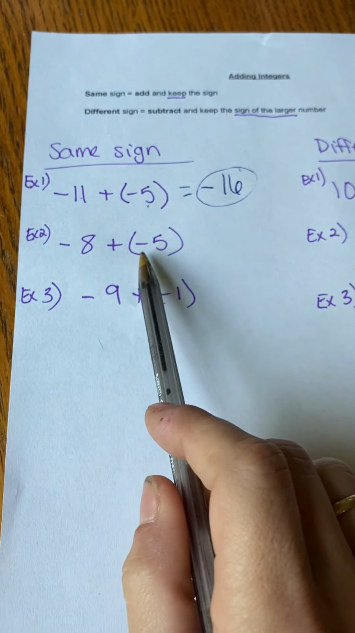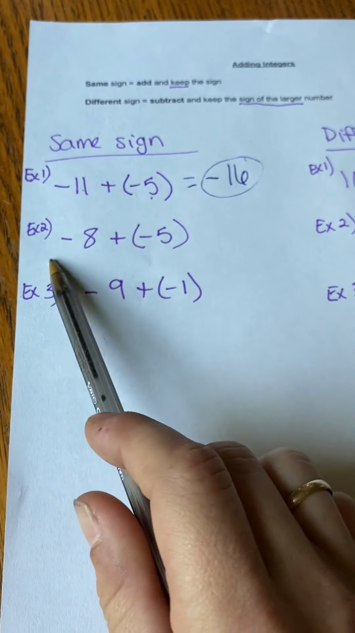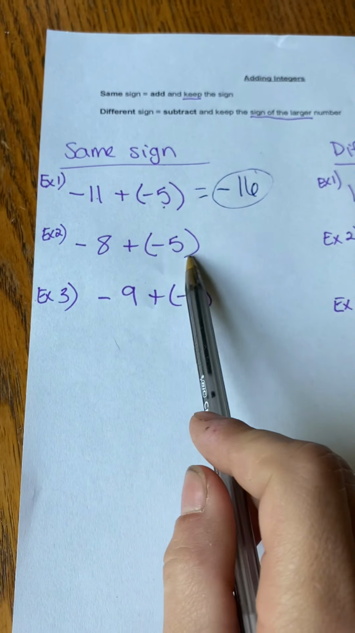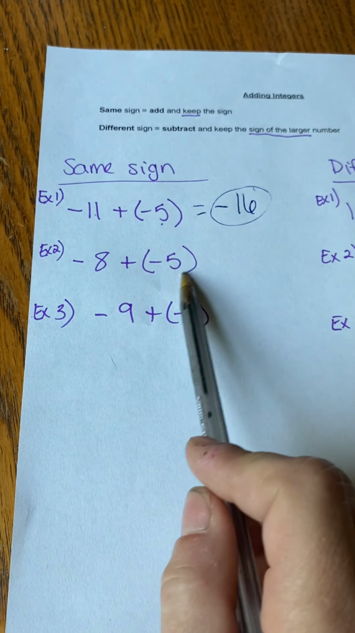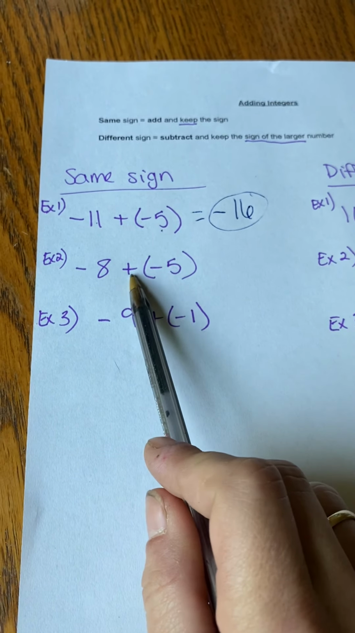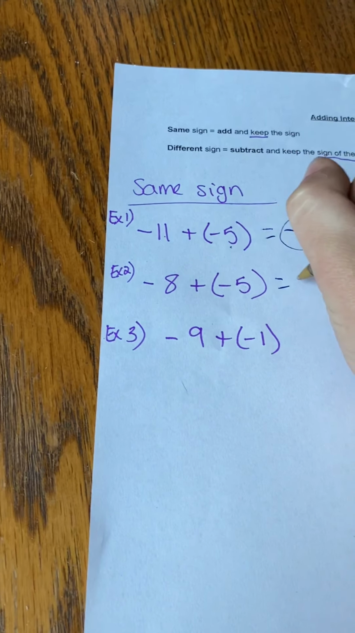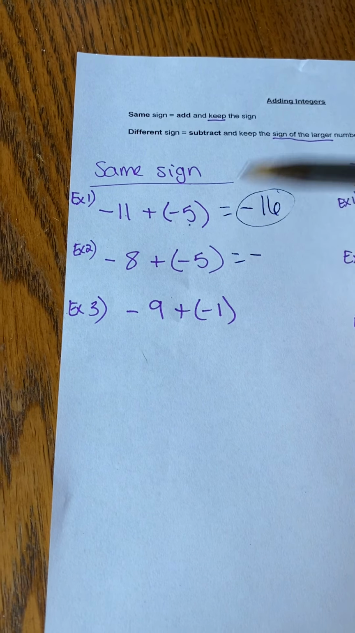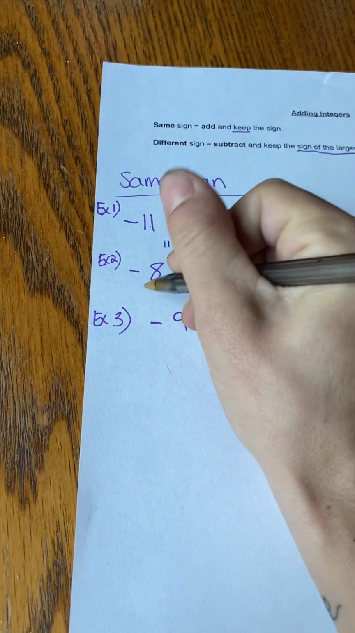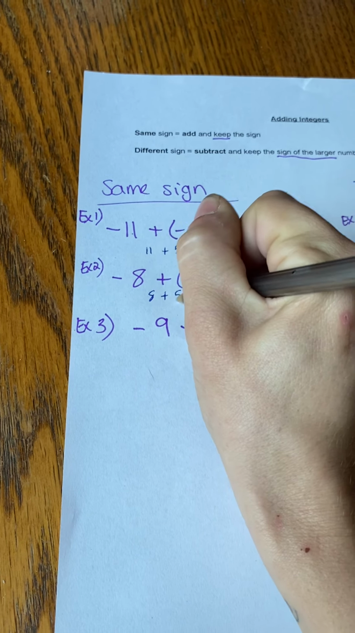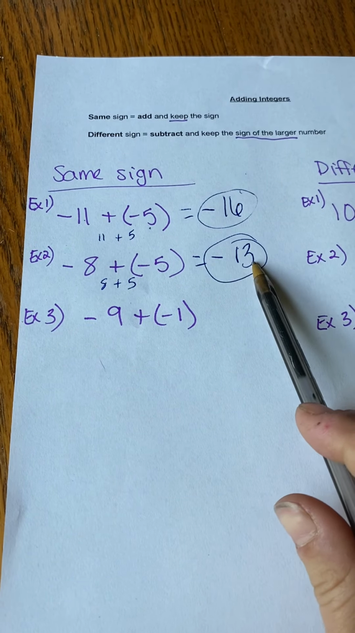If you see that they are both negative numbers, you just add them together and keep that negative sign. So our answer here is going to be negative. We can tell that just by looking at it. The only reason the parentheses are around the second number, remember, is to separate this addition from the negative sign there. So we know our answer is going to be negative, and then 8 plus 5 is 13. So your answer would be negative 13.